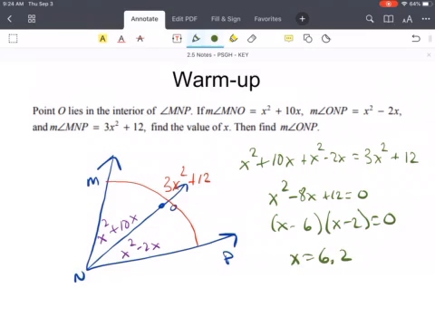When I plug in my x values though, 2 is not going to work because when I plug in 2 down here, 4 minus 4 gives me an angle of 0. That's not possible, so I'm going to cross out 2. So when I plug in 6 in both cases, I'm going to get the measure of angle O and P is 24 degrees.